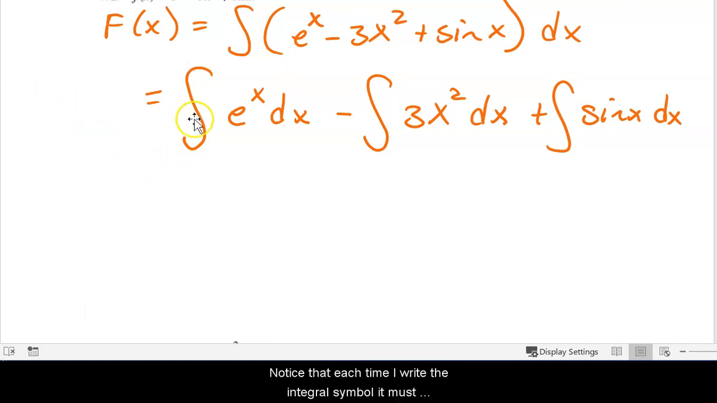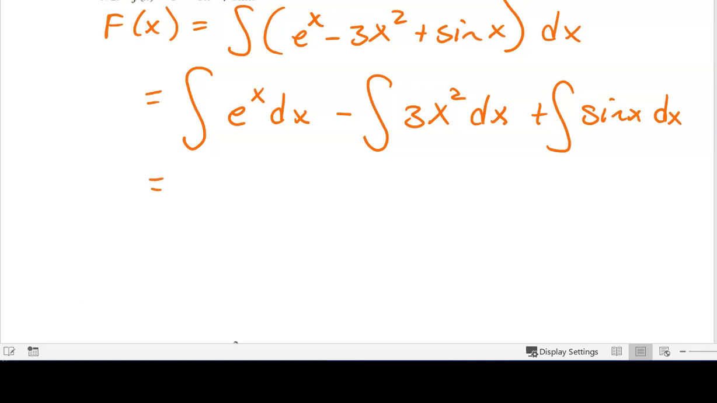Notice that each time I write the integral symbol, it must have its own differential as a bookend at the end. Remember, if you put up books on a shelf and you don't have a bookend on each end, they'll all come falling off the shelf and crash on top of your head.